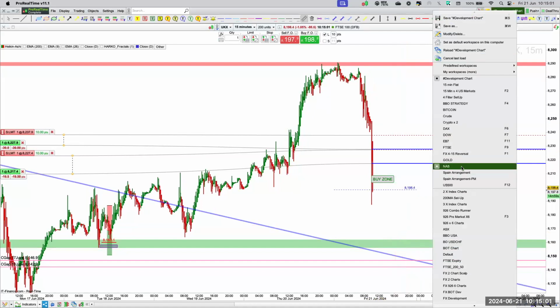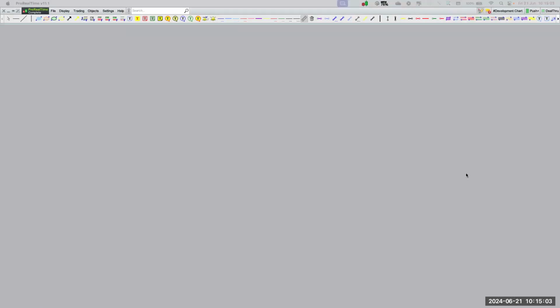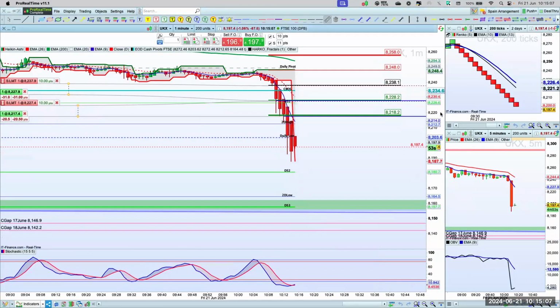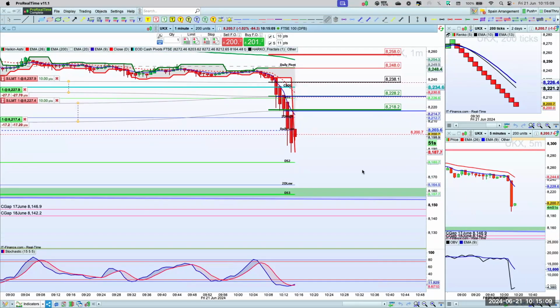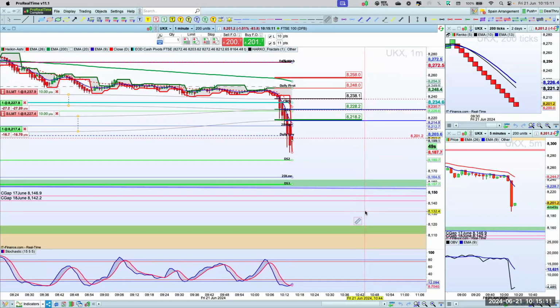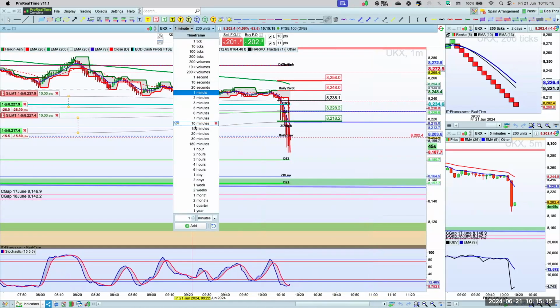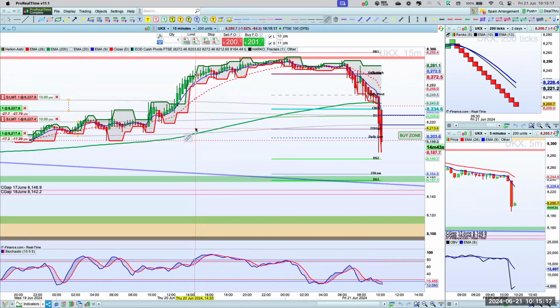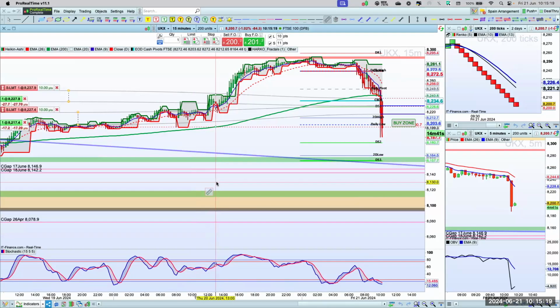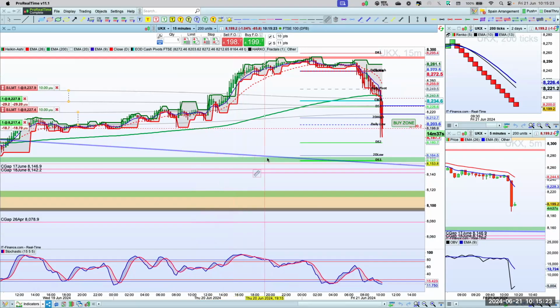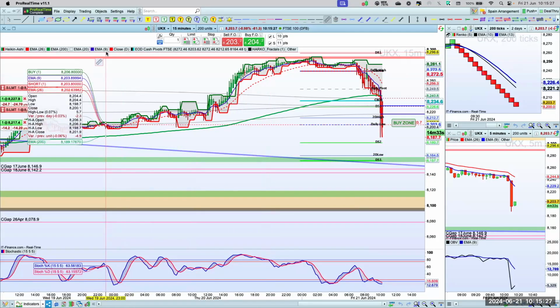Let's go to the FTSE chart for the moment, and let's look at where all the EOD pivots are. So there's all the EOD pivots. Let's get rid of the 1 minute. We don't need the 1 minute.